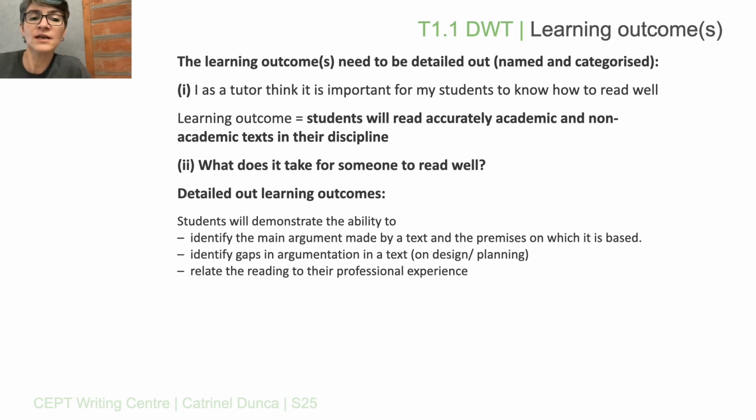So what I'm saying is that for my course, for my studio, as far as reading and writing is concerned, I want the learning outcome to be that the students will read accurately both academic and non-academic texts in their discipline. I'm not concerned with them being able to read high theory, that is okay, but I am concerned with them being able to read texts from their area, from their domain, and read them accurately, right? Now, what does it take in order to be able to read a text accurately?